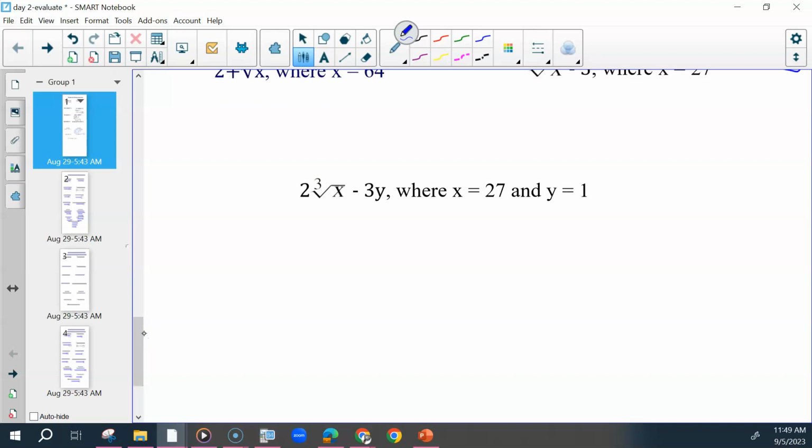Alright, this one. Same as before, we have 2 variables, but now we have something that has a cube root. So this is 2 times the cube root, not 2 cubed times the square root. Be careful with that. So if you want to put parentheses around this, you can.